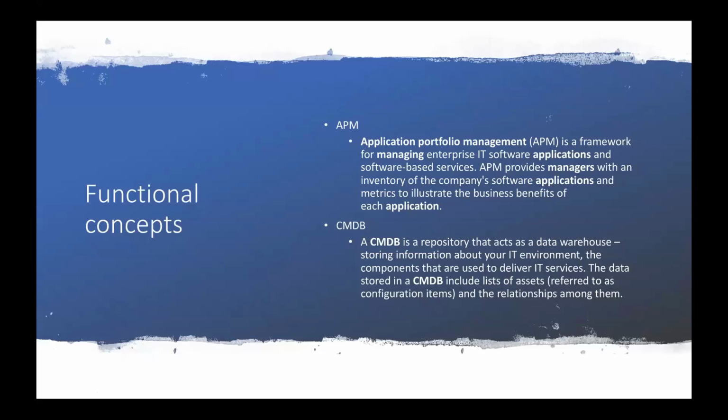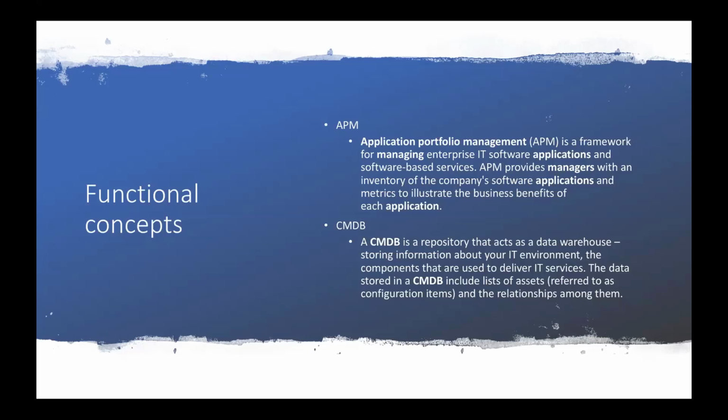Okay, a couple of quick high-level functional concepts. First is APM, Application Portfolio Management. This is a framework for managing enterprise IT software applications. It gives us the ability to see the benefits of each application and how they interplay with each other. It can be seen as an offshoot of enterprise architecture, and it's about understanding the inventory of applications you have out there and how you look at them as an asset.